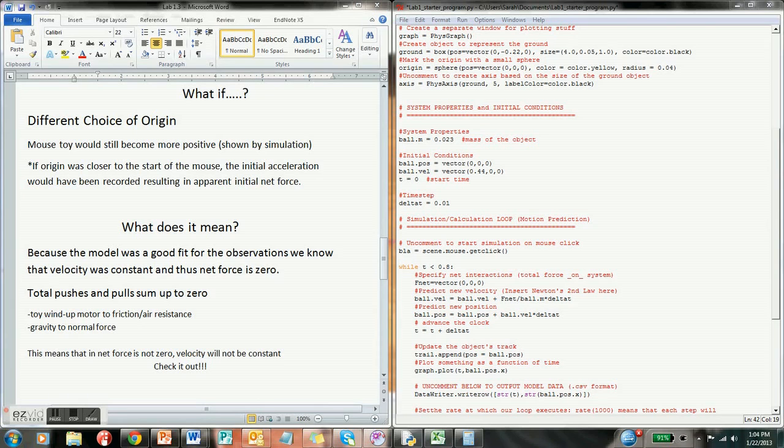Some of these pushes and pulls include the toy's wind-up motor against the friction or air resistance, gravity to normal force, and there's a ton of other pushes and pulls and forces that are acting on the system that are too numerous to count. Basically, what we've said here is that for net force to be 0, there will be a constant velocity, and if net force is not 0, the velocity will not be constant. A positive net force will cause an acceleration in the system.